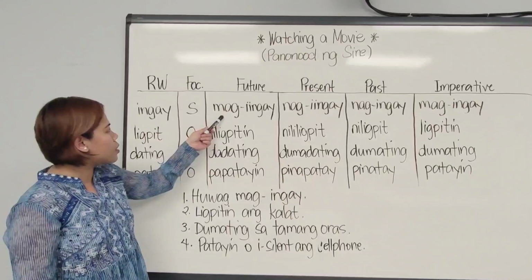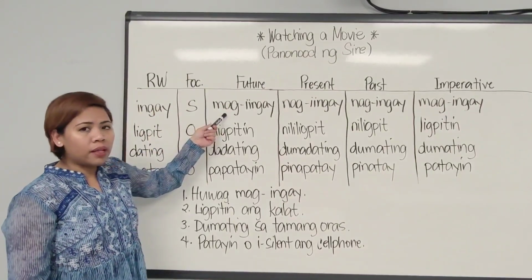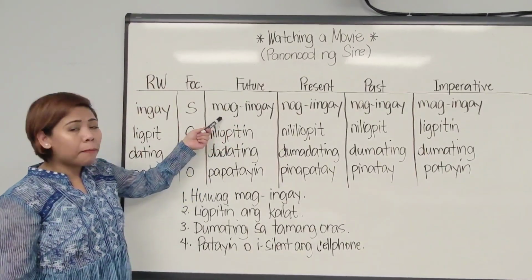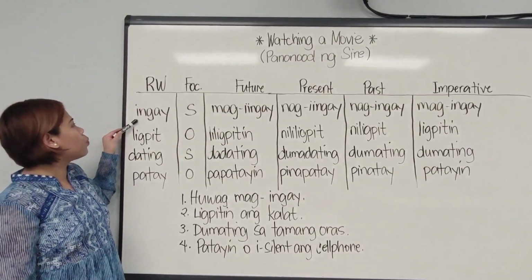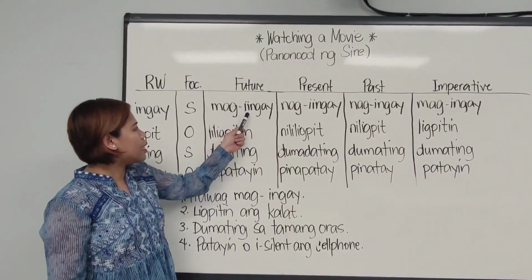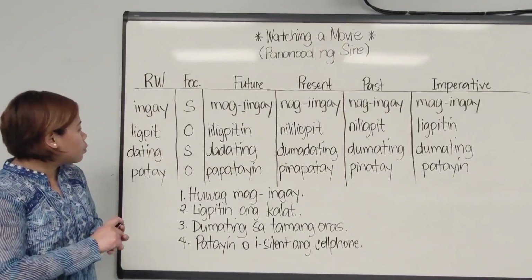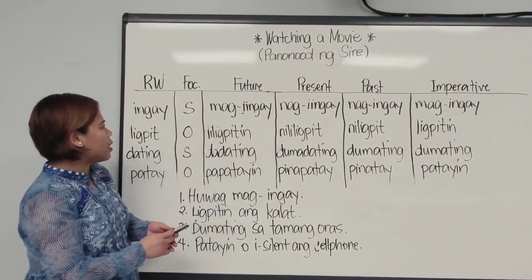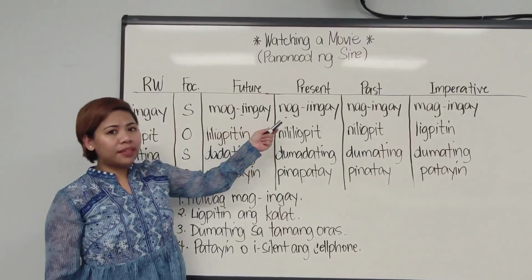So the future tense of the root word ingay, when it becomes a verb, will become mag-iingay. So we put the mag as the prefix. We repeated the first syllable of the root word ingay, which is the letter I. So it became mag-iingay. Okay, this is the first syllable of the root word. And then this is our root word, ingay. So it'll become mag-iingay.